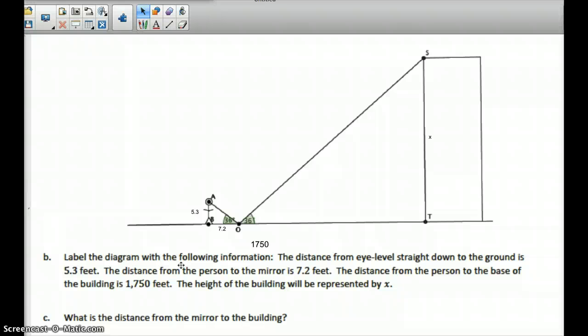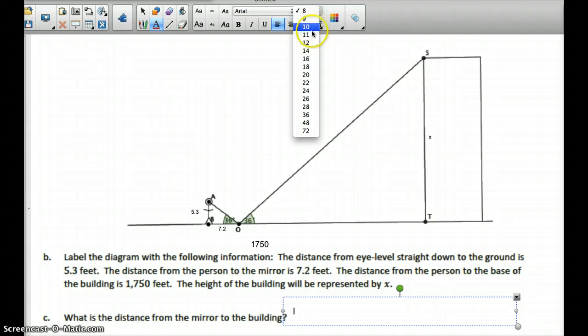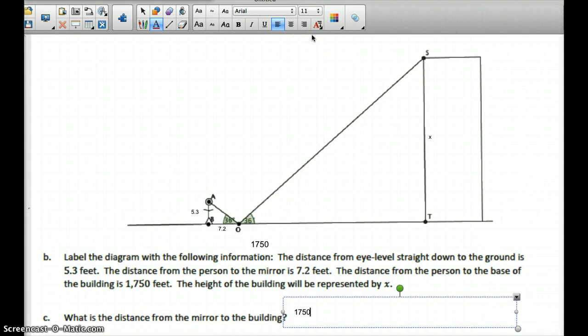Part C actually wants to know what is the distance from the mirror to the building. So pay attention to what they're asking. This one, they're not asking you to find X. They just want to know how far is it from the mirror to the building, from O to T. So all we need to do right here is take the entire length, which was 1,750, and subtract the little distance from the person to the mirror, so 7.2. And when you subtract that, you get 1,742.8 feet.